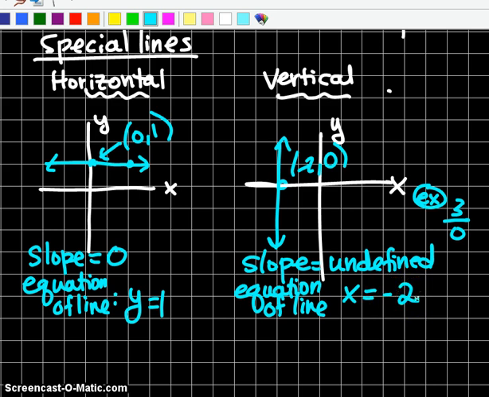Now this is a part that's kind of hard to tell apart. So what I do is I think, okay, if it goes through the y-axis, it's y equals a number. If it goes through the x-axis, it's x equals a number for the equation. We're going to talk more about this as the section goes on.